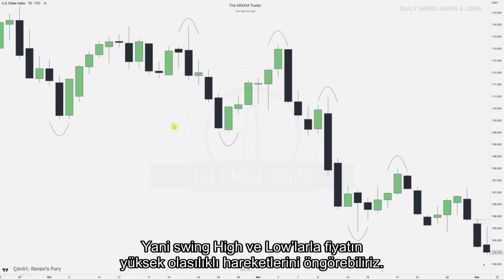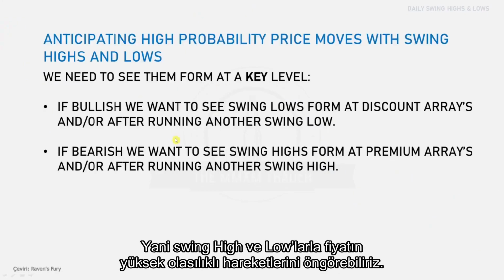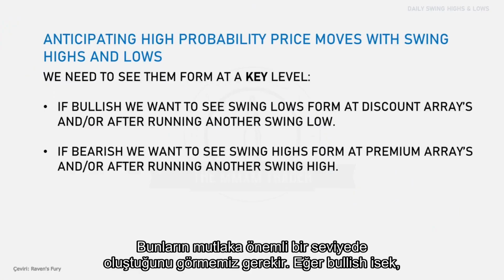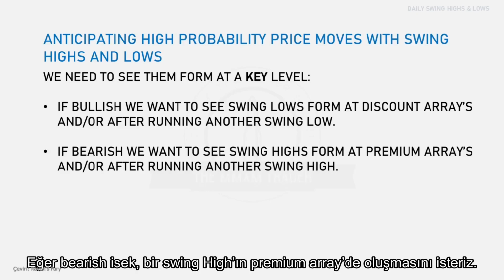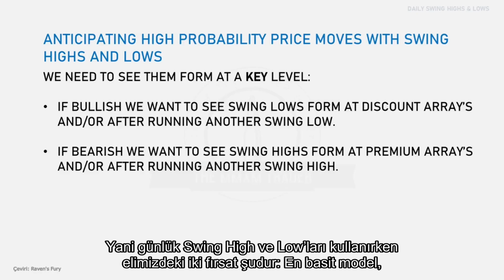So anticipating high probability price moves with swing highs and lows, we need to see them form at a key level. So if we are bullish, we want to see a swing low form at a discount array and or after running another swing low, and if we are bearish, we want to see a swing high form at a premium array and or after running another swing high.